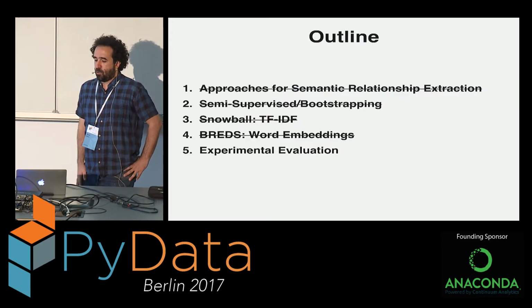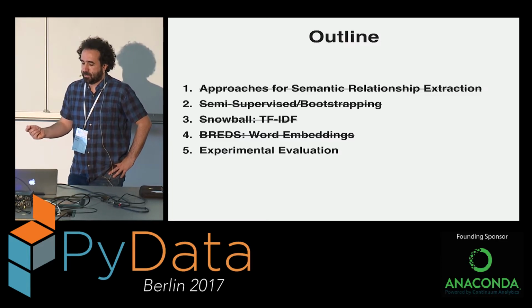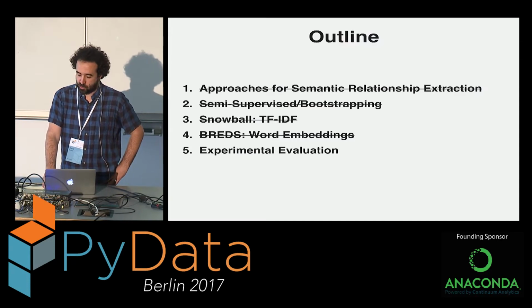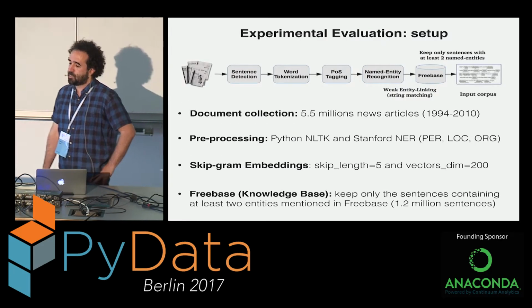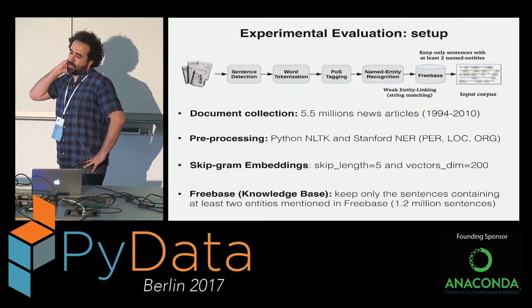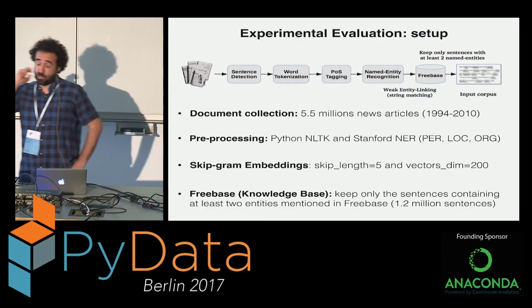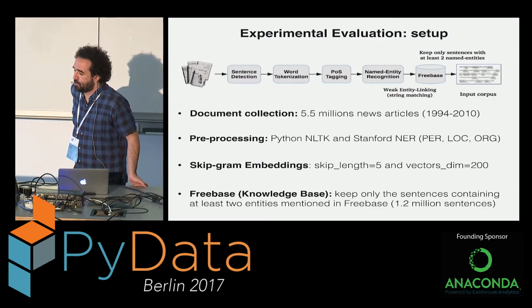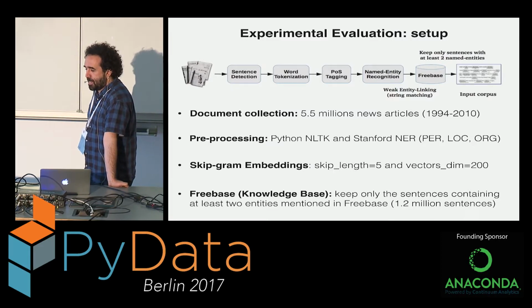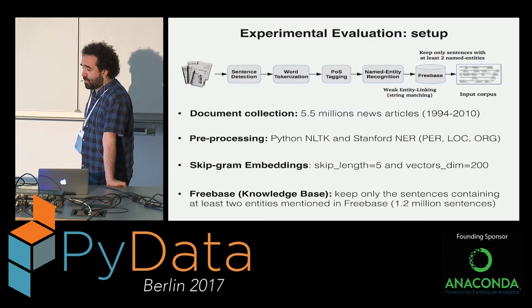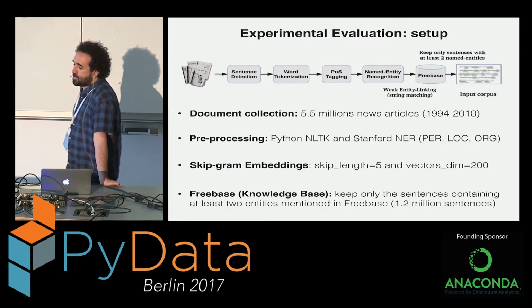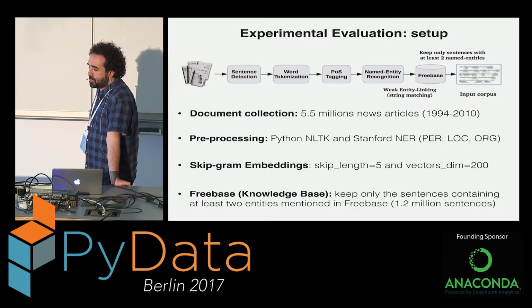So I will now explain how I evaluated these two systems. The first thing to do was to find a document collection where I could put the two systems at work. So I took English news articles from the Gigaword collection, which contains 5.5 million news articles published between 1994 and 2010. I did the pre-processing of that document collection: sentence detection, word tokenization and part-of-speech tagging with the Python NLTK, and then I used the Stanford NER to tag the named entities.